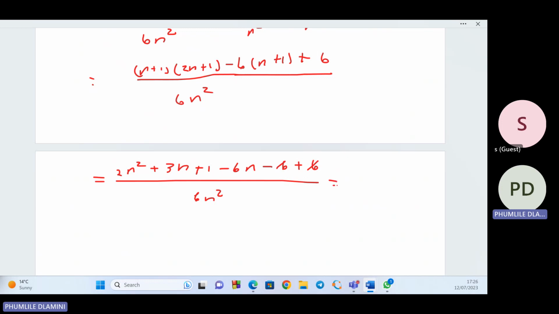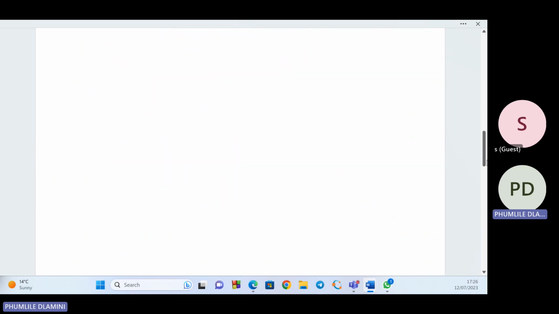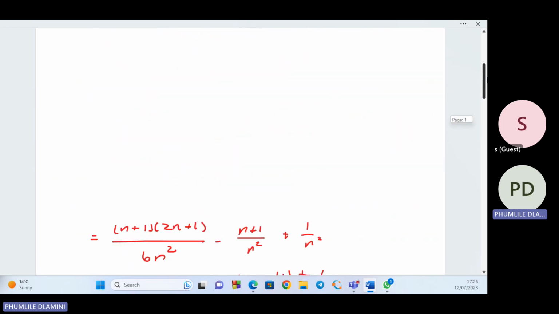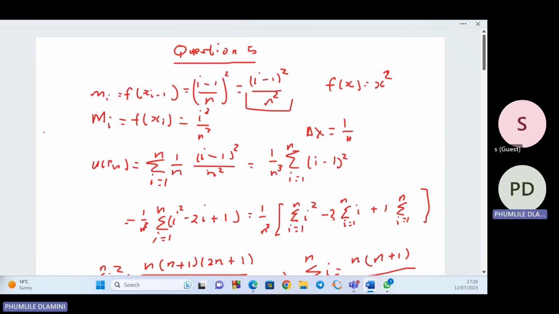So we can just write this as equal to 2n squared minus 3n plus 1 over 6n squared. I'm not going to factorize this, I'm just going to leave it as it is. So we're going to come back to this one. So now we have managed to calculate the U of Pn.